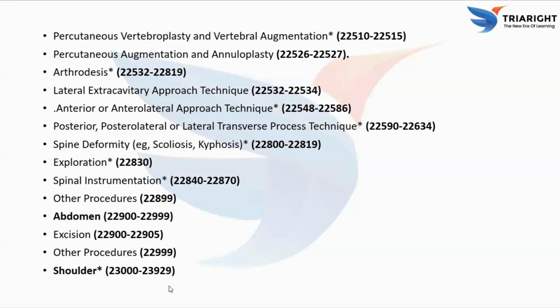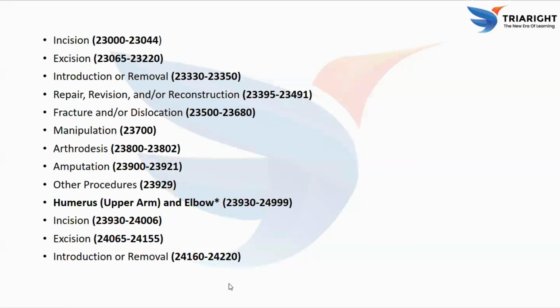And next region is shoulder. So shoulder codes range from 23,000 to 23,929. So this shoulder section covers shoulder joint, muscles, tendons and ligaments. Shoulder codes include rotator cuff repair, shoulder reconstruction, fracture treatment, which is very common in orthopedic coding. So shoulder section includes procedures involving shoulder joint, rotator cuff, tendons, ligaments and muscles, shoulder bones such as scapula, clavicle, humerus and head.